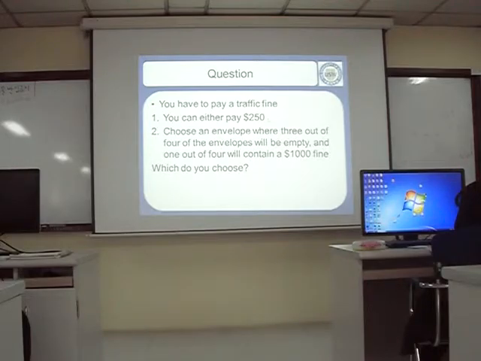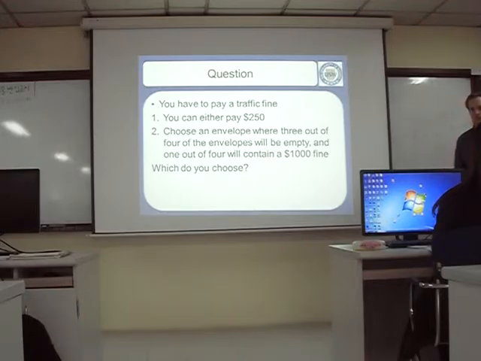Then the next one. You have to pay a traffic fine. You have to pay the $250 or you can choose an envelope on the table. One envelope has the fine, you understand fine? $1,000. But three envelopes are empty. What are you going to do? Number one or number two? Second. Hands up. Second? Why did you change? Because it's the same thing. It's dangerous to give a fine. There's a chance that you don't have to pay anything, but you could have to pay $1,000.